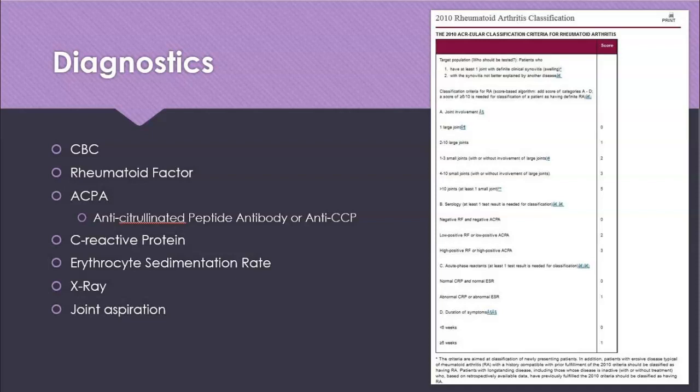Some other things that may be looked at, a CBC, because they're looking for increased white blood cell count because there is inflammation present. Hemoglobin and hematocrit can be decreased, which could be causing the fatigue that the patients may be experiencing. There is an anemia of chronic disease that occurs.